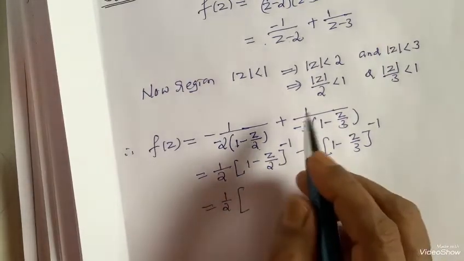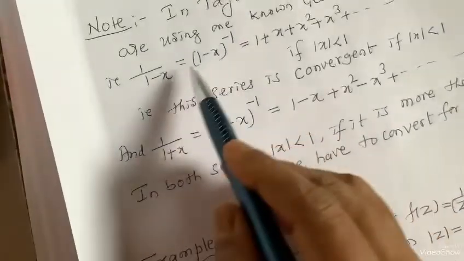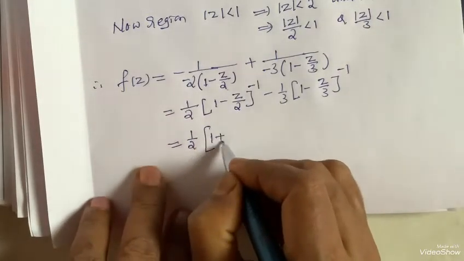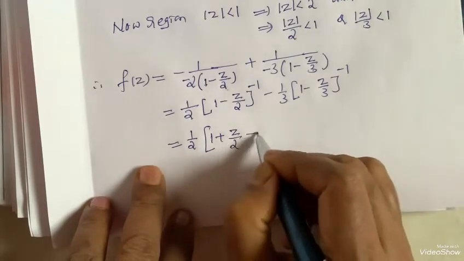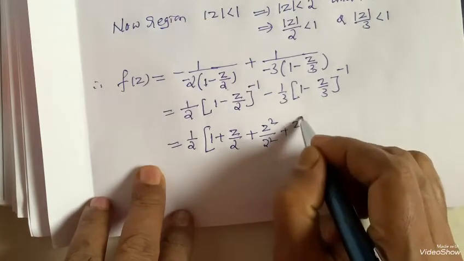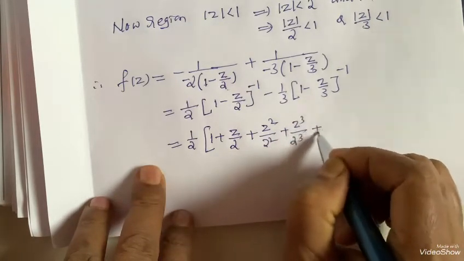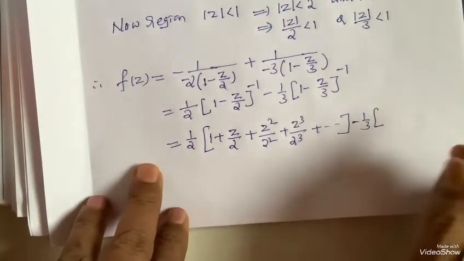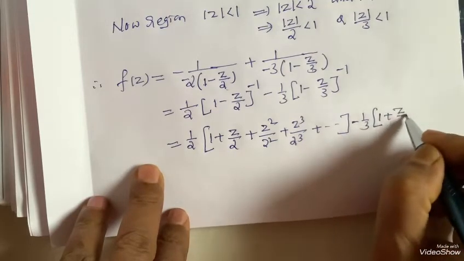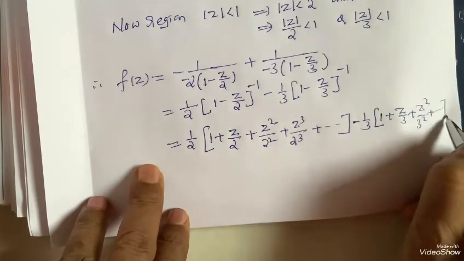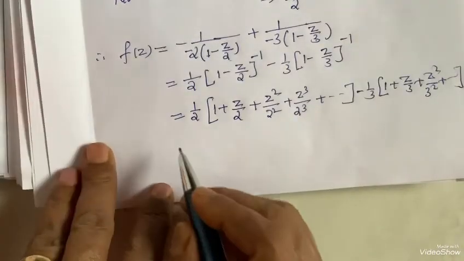So you have to expand by using this formula. What you have taken, 1 minus x raised to minus 1. So you have to write 1 plus z by 2, plus z square by 2 square, plus z cube by 2 cube, plus and so on. And this minus 1 upon 3, 1 plus z by 3 plus z square by 3 square plus and so on. Okay, so this will be the series.